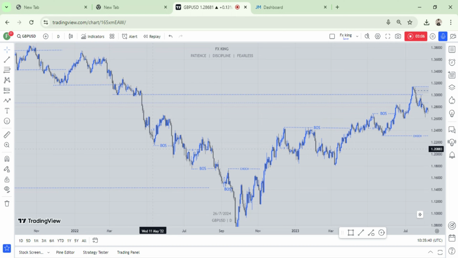Of course, you can use this concept in any time frame. You can mark your IBOSes on a daily time frame. You go back to the 15 minutes, you mark your IBOSes. That will still work, so long as you know where the market is going.